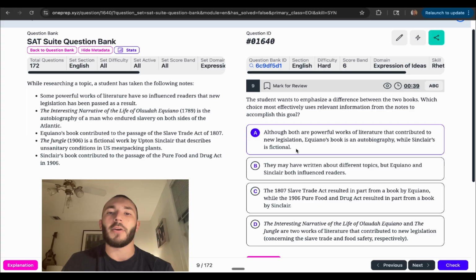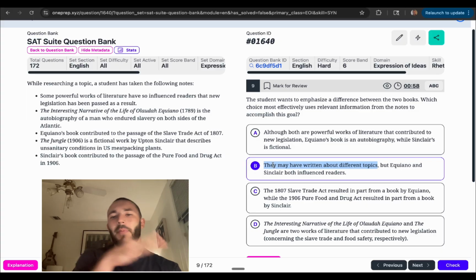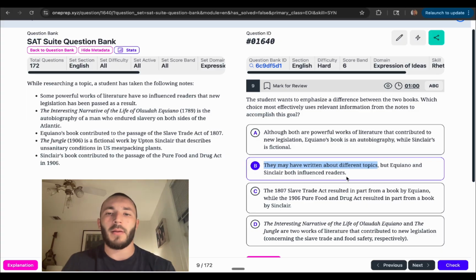But A could definitely be the right answer. They may have written about different topics, but Equiano and Sinclair both influence readers. A lot of people might get tripped up on this. This is emphasizing a similarity, because that's the main part of the sentence. This is almost parenthetical. Like, yeah, they might be kind of different, but mainly they're similar.